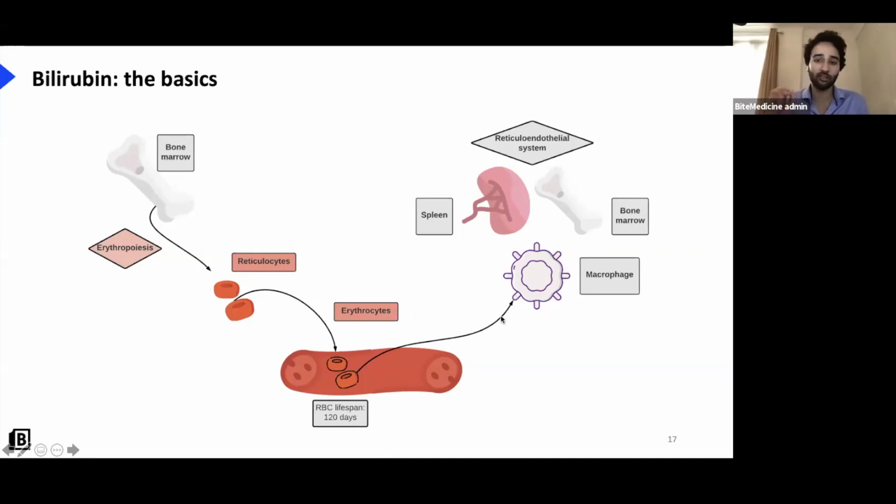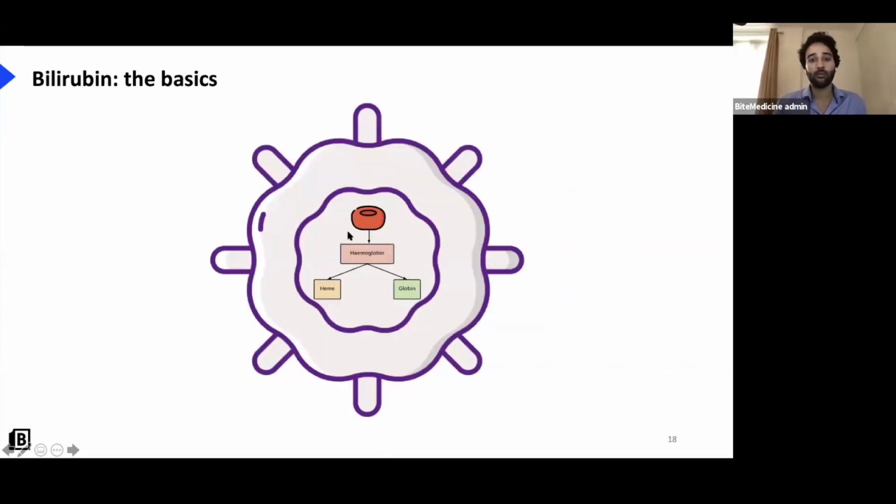So now we need to zoom in a little bit closer as to what's going on within these macrophages. So we have our old or damaged red blood cells, which need to be broken down by our macrophages. When being degraded by these macrophages, the erythrocytes or red blood cells will release their hemoglobin molecule. And this hemoglobin is then broken down into heme and globin, as the name suggests.